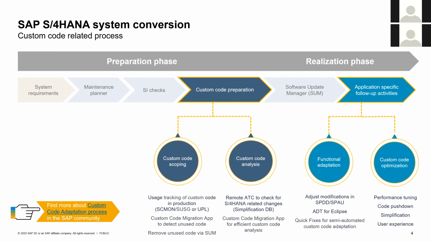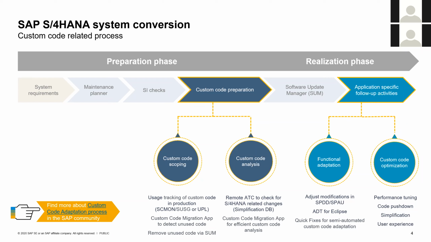And there is also the enhanced SPRU transaction, which allows you to do the mass set to standard activities in one step. So we recommend to set as much as possible to SAP standard, and then you can do the adaptation of your custom code using ABAP development tools in Eclipse. And we also offer semi-automated capabilities there via so-called quick fixes in Eclipse. So you can use quick fixes to adapt the custom code in a semi-automated way.